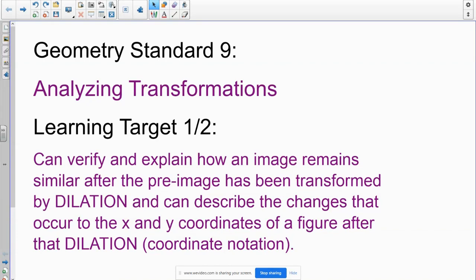Geometry Standard 9. We're going to look today at our last transformation, which is a dilation. The difference is that if we translate, reflect, and rotate, the first three we've looked at, they give you the image, and then the pre-image gives you a congruent shape. Dilations are going to give you similar shapes. And remember, similar means proportionally the same shape, but not the same size. So you're either going to make that shape larger or you're going to make that shape smaller.